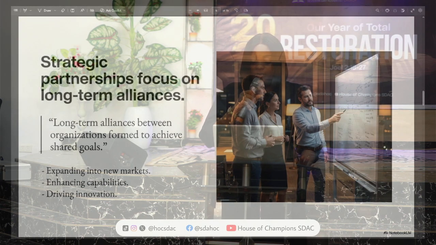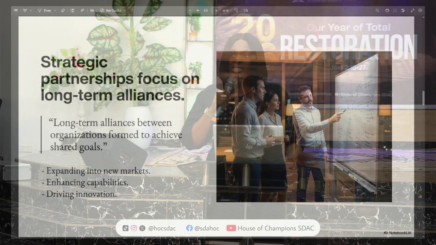Long-term alliance between organizations formed to achieve shared goals, such as expanding into a new market, enhancing capabilities, or driving innovation. This is a strategic partnership.